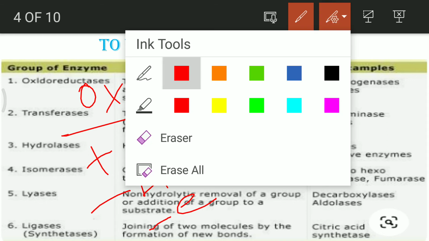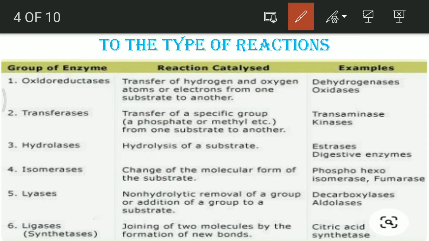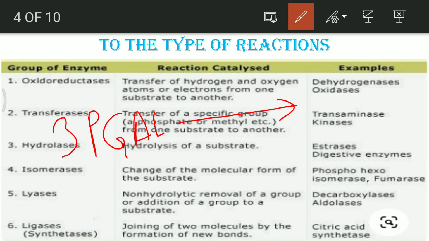One of the common examples of this kind of reaction is dehydrogenases or oxidases. These both are similar kinds of reactions. One of the common examples which you will be learning soon is in photosynthesis, where 3-phosphoglyceraldehyde dehydrogenase is used in order to convert 3-PGAL, which is 3-phosphoglyceraldehyde, to 1,3-diphosphoglycerate.